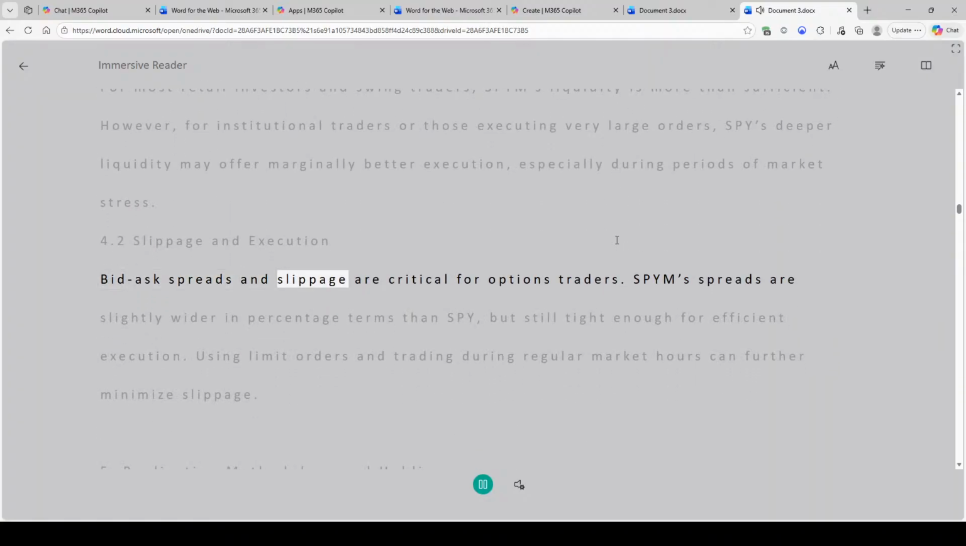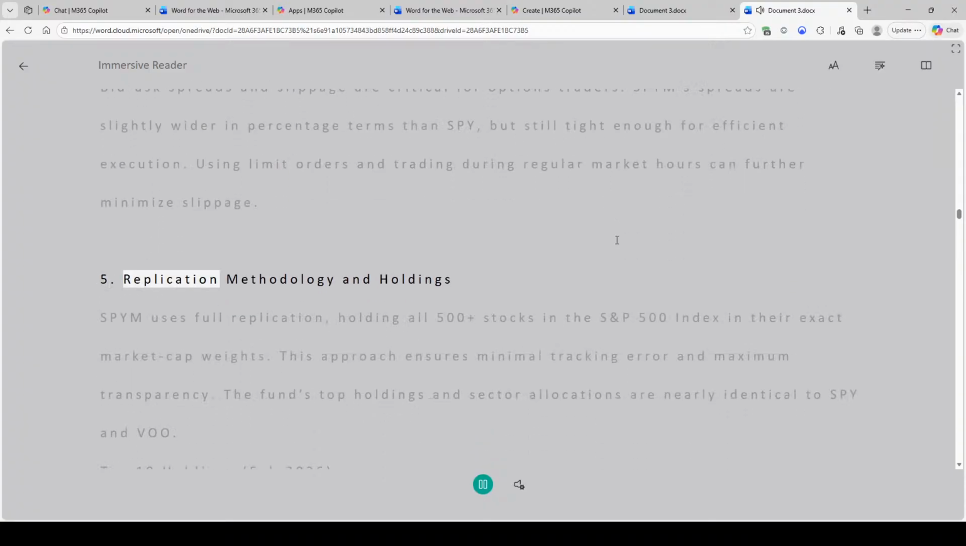4.2 Slippage and execution. Bid-ask spreads and slippage are critical for options traders. SPYM's spreads are slightly wider in percentage terms than SPY, but still tight enough for efficient execution. Using limit orders and trading during regular market hours can further minimize slippage. 5. Replication methodology and holdings.